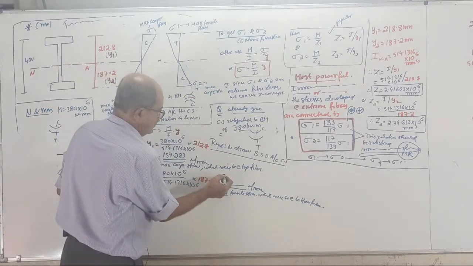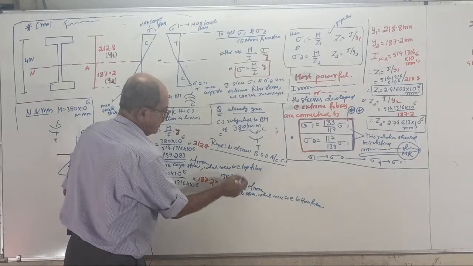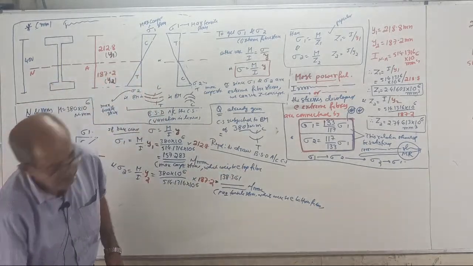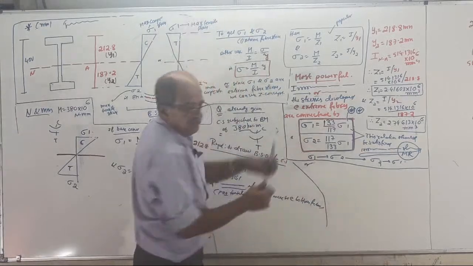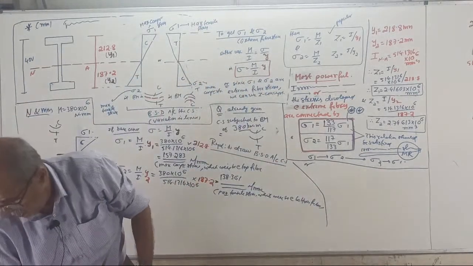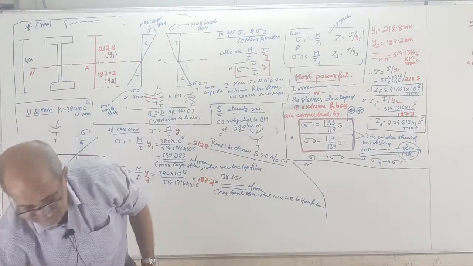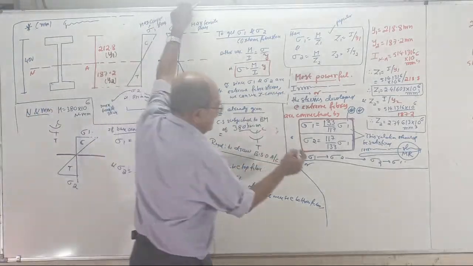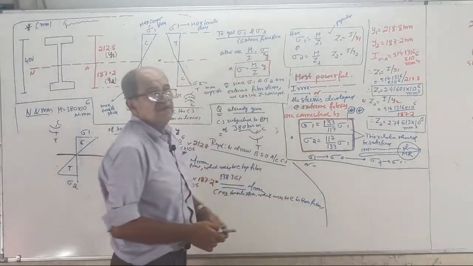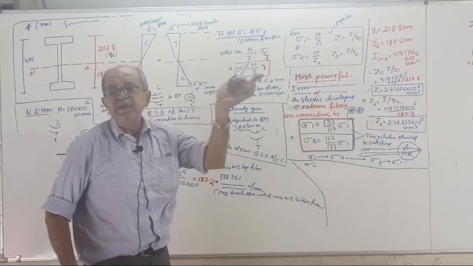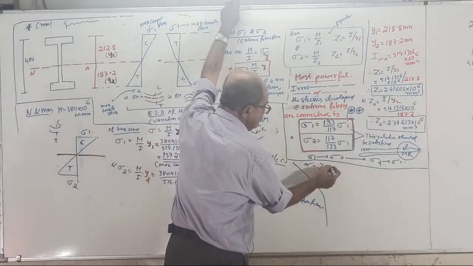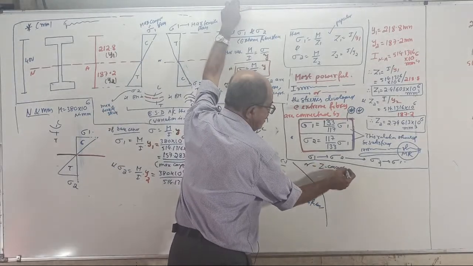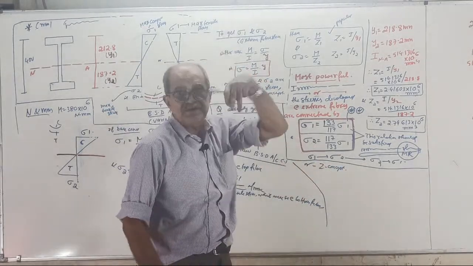138.361. Okay. Now, right here, this is using the basic formula. Make a note. Since these are the extreme fiber stresses, you can directly use the Z concept. That is what you will use from the next question onwards.